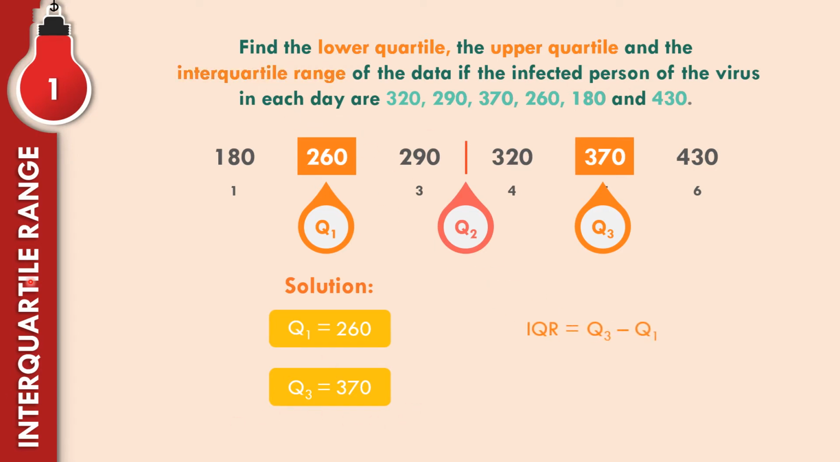Let us identify now the interquartile range. Q sub 3 minus Q sub 1. Q sub 3 is 370 minus the Q sub 1, that is 260. 370 minus 260, the interquartile range is equal to 110. So from quartile 3 minus quartile 1, the interquartile range is equal to 110.